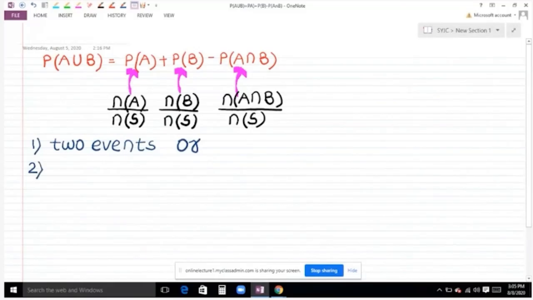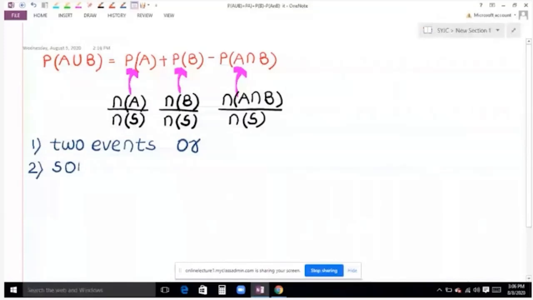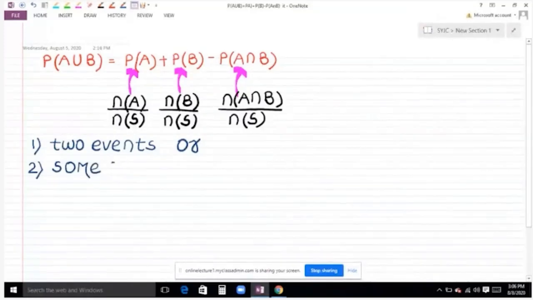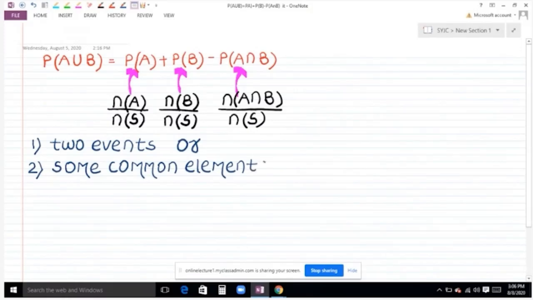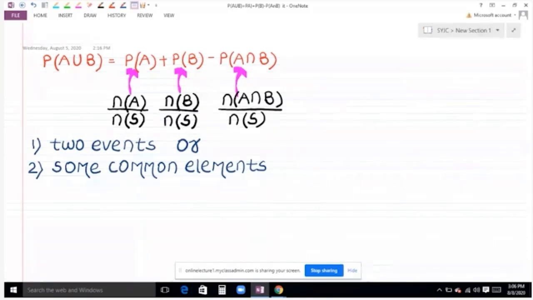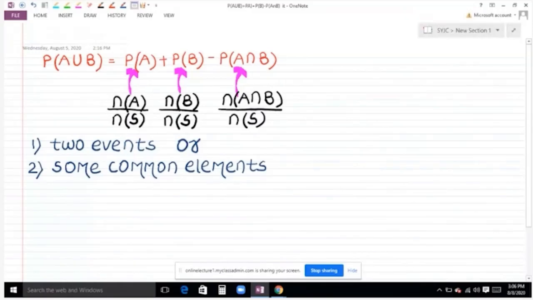And number two is there should be some common element between the two events.